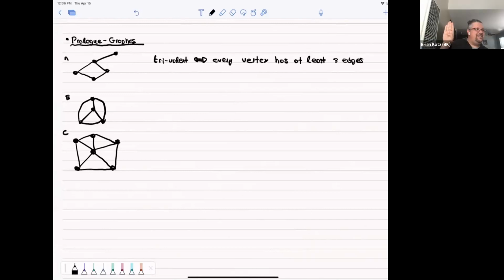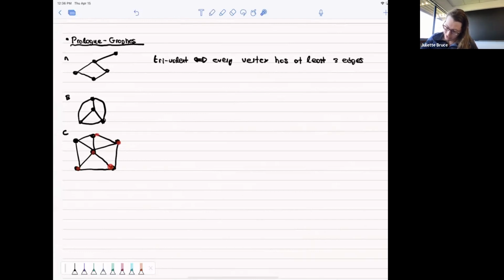A couple of us are doing the hand symbol for B. Oh, thank you. So B is definitely trivalent. C is also trivalent, right? Every vertex here has degree at least 3. The outside ones have degree 3, and this inner one has degree 5. Similarly, every vertex in B has 3 edges, which means it's degree 3. And here we don't have it, it's not trivalent because this vertex, this vertex, this vertex have degree 2, and this one has degree 1.